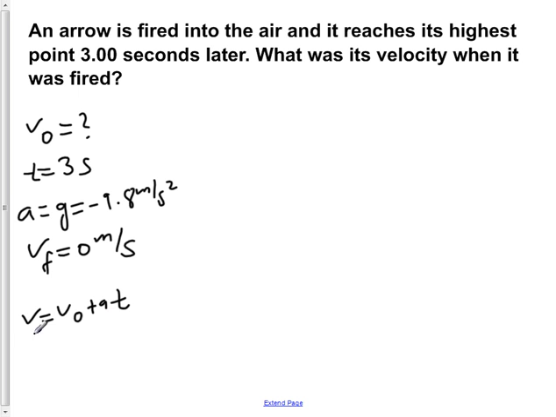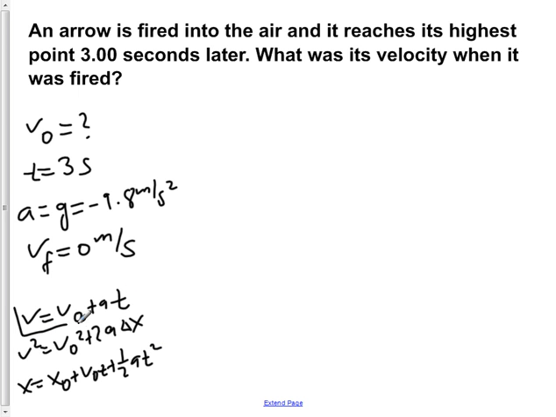So we have v equals v0 plus at, v squared equals v0 squared plus 2a delta x, and x equals x0 plus v0 t plus 1/2 a t squared. So now we can see that this is the equation that we will use, because we have our final velocity, we know the acceleration, we know the time of the trip, and all we're trying to solve for is v0.